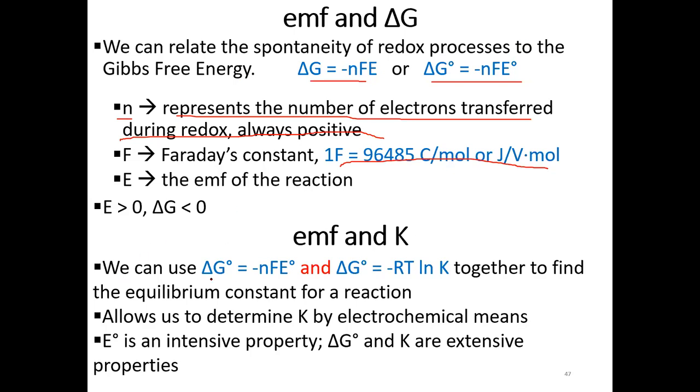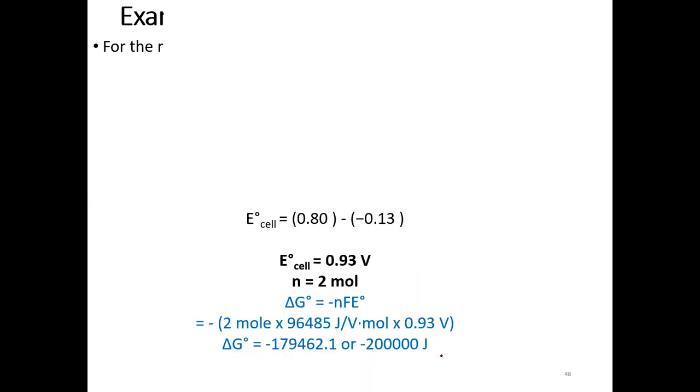So we can use this expression here and this expression here together to find the equilibrium constant for a chemical reaction, right? If we know that part, we can calculate this. If we can calculate this, then we can calculate this. So it allows us to determine the K by electrochemical means. Okay, so now we are finding the equilibrium constant through an electrochemical reaction method. When we talk about the electromotive force, it's an intensive property. Delta G and K are extensive properties that we have already looked at.